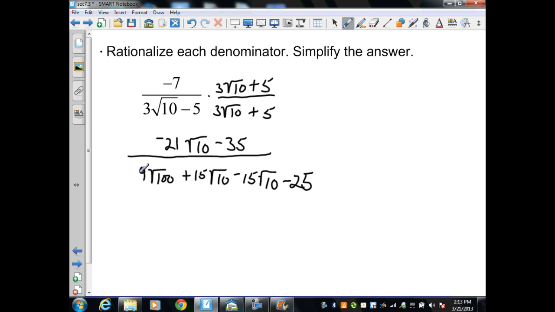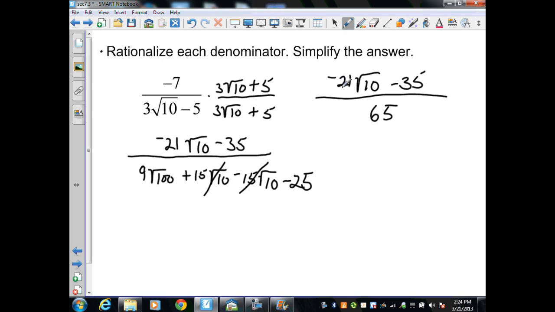And I'm going to simplify. It gives me a negative 21 square roots of 10 minus 35 over... my middle terms we know are going to drop out. The square root of 100 is 10. 10 times 9 is 90. And 90 minus 25 is going to give me 65.